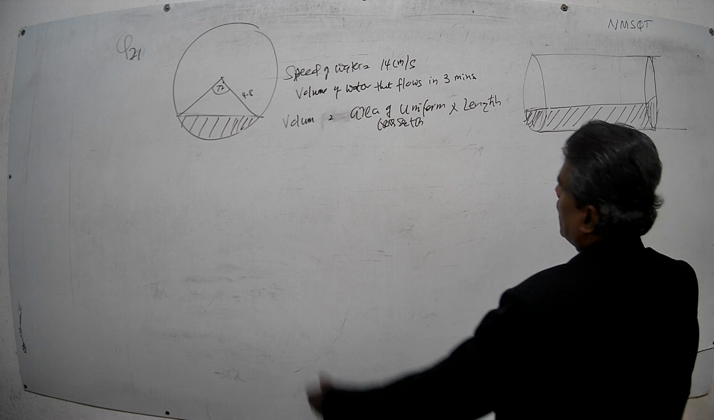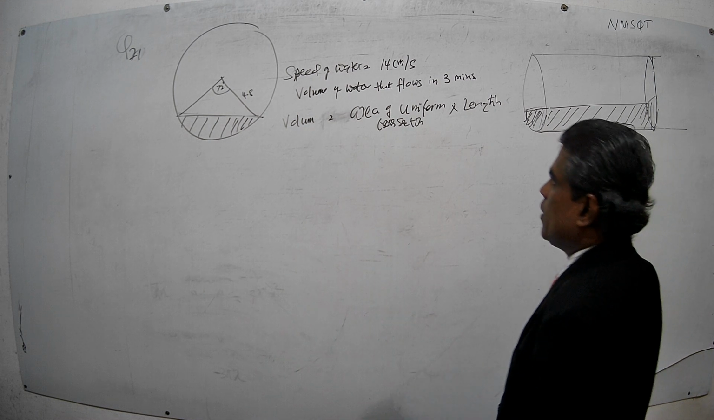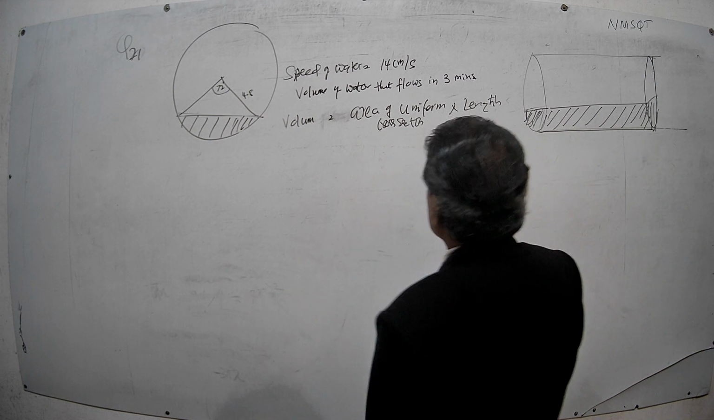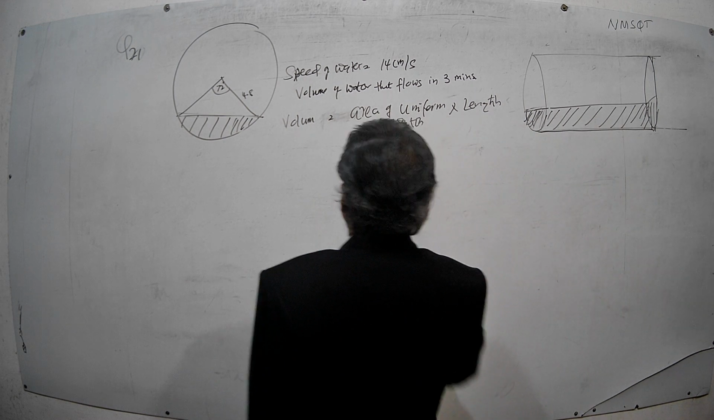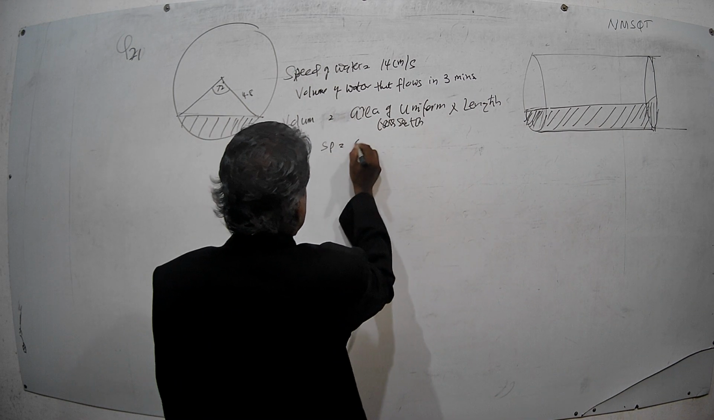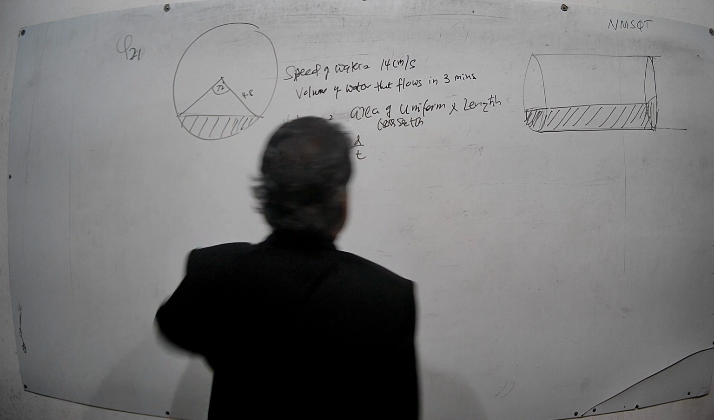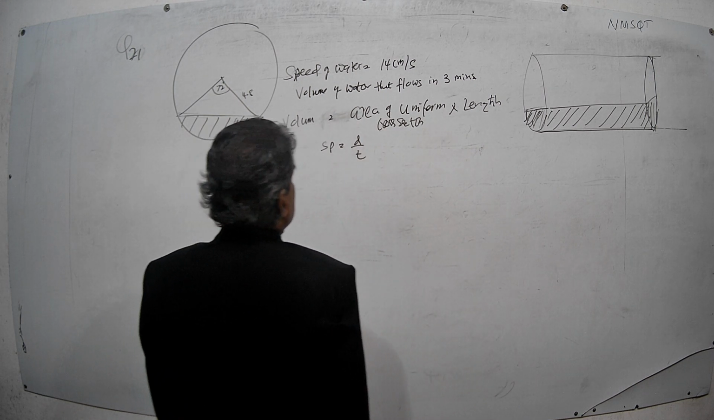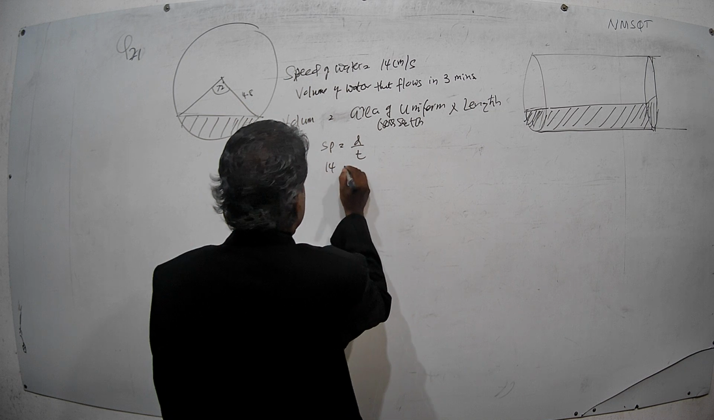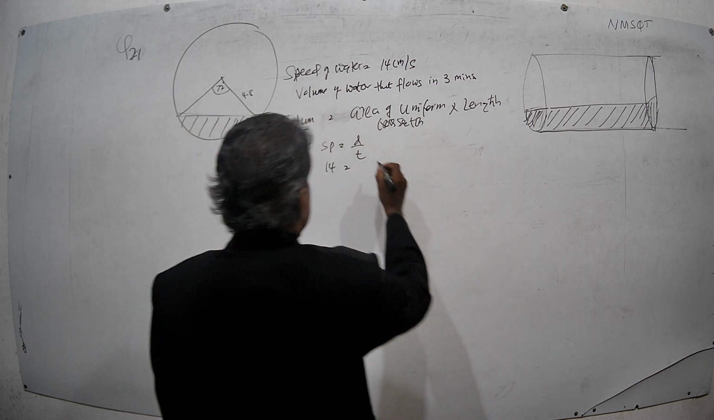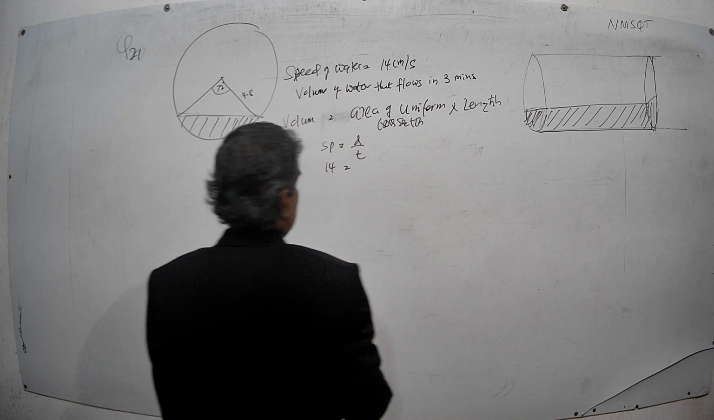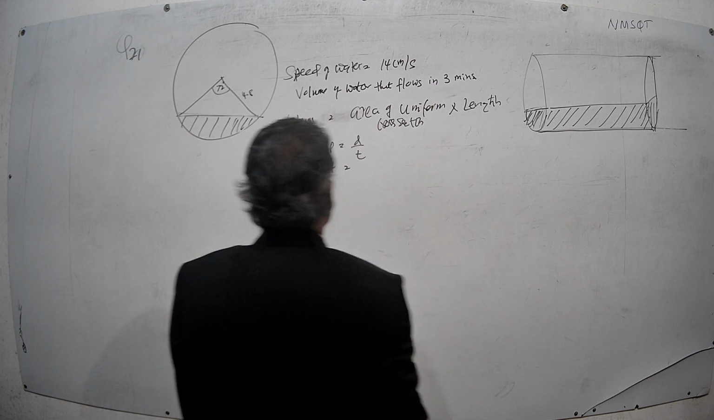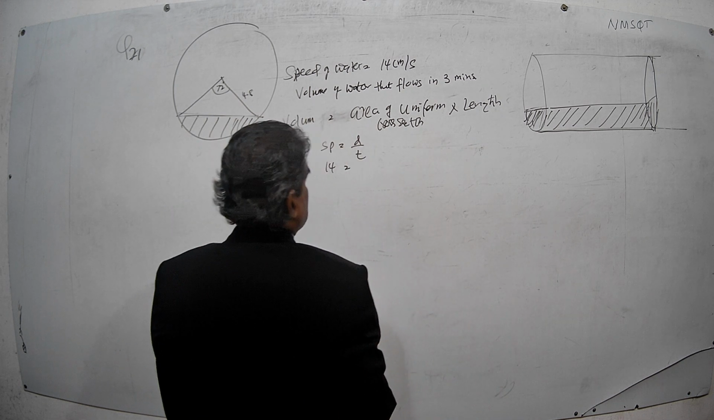This length is the length that the water flows within 3 minutes. Then we will calculate that first. Speed equals distance over time. They are given the speed, that is 14. Then time is 3 minutes. We find how much distance it flows within the period of 3 minutes, right?